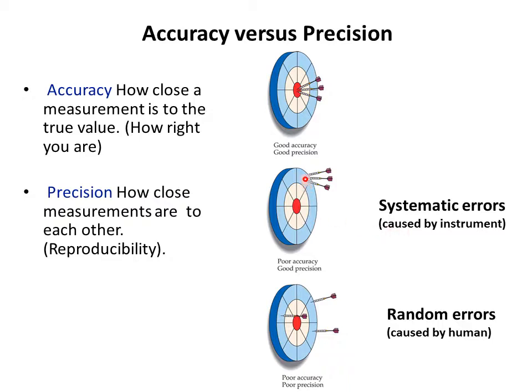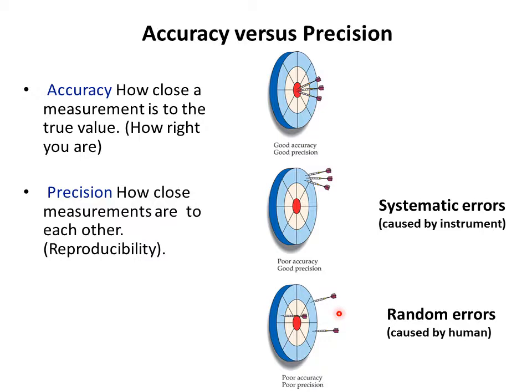This is not necessarily a bad thing, because if it's caused by the instrument that we're using, we can calibrate the instrument, and that would thus eliminate the systematic errors that we are experiencing.